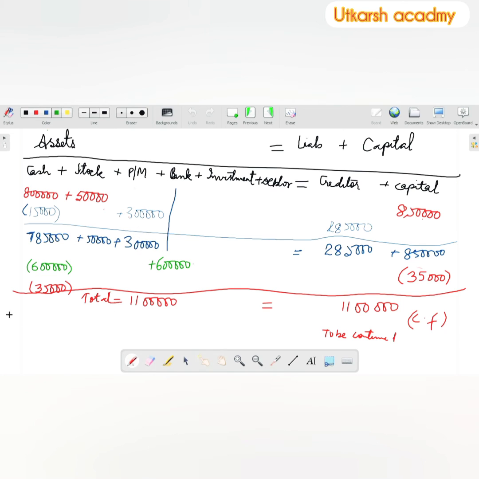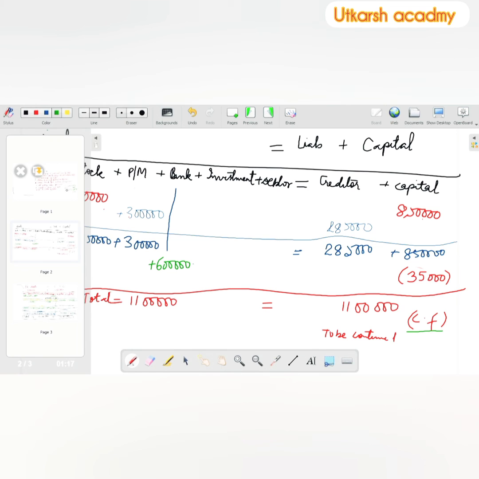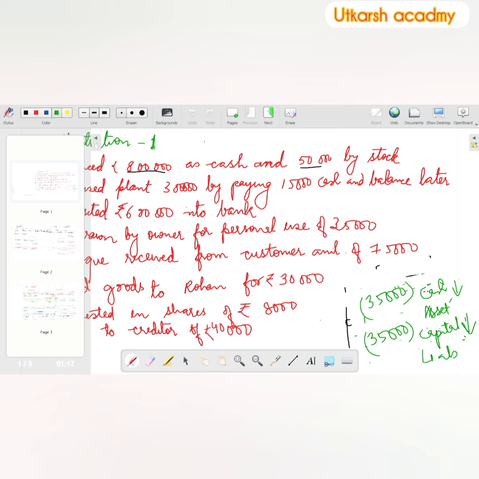Okay. Now just sum up. By sum up, we see 11 lakh on the asset side and 11 lakh on the liabilities plus capital side. So all the questions have not been solved. That's why I have written here carried forward, which means this will be carried forward to the next page. Okay. Now we'll see the next transaction.